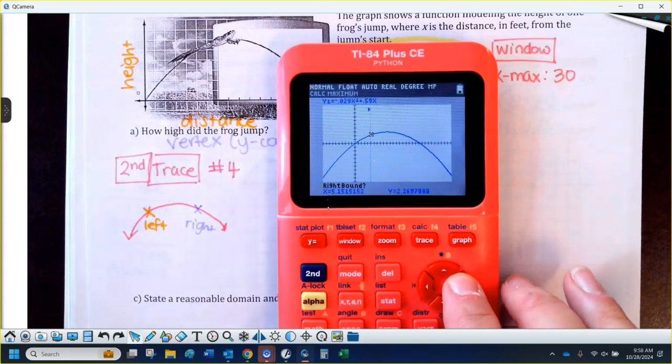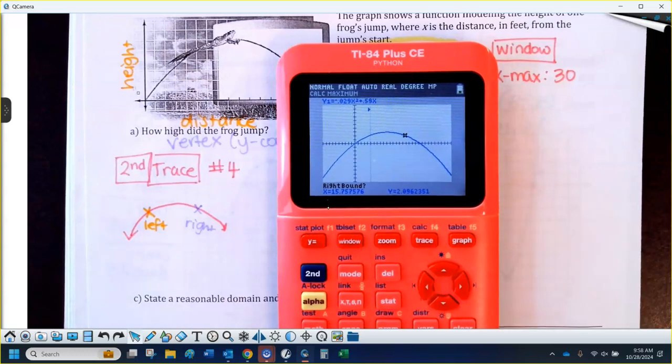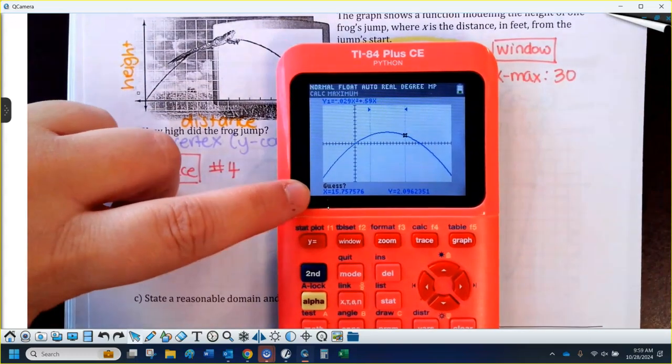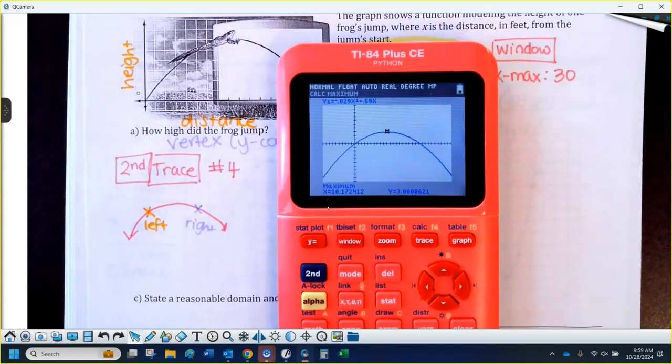So there's my left, and then I'm going to hold my right arrow key down somewhere on the right of where you think the vertex is. Hit enter, and then it should pop up another little arrow, maybe a line like mine does, and it's saying, okay, calculator, I need you to look between these two values for the maximum point on the graph. So that's why you have to do the left side, right side. It will say guess again. I don't know why. Just hit enter, and then it should go right to the point of the vertex.